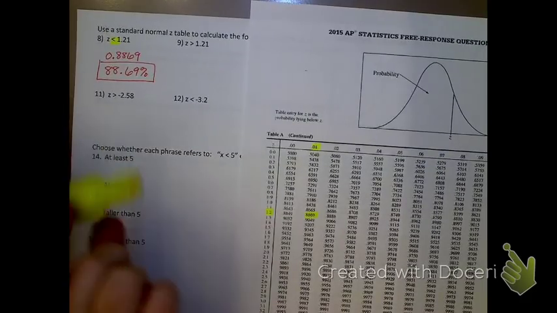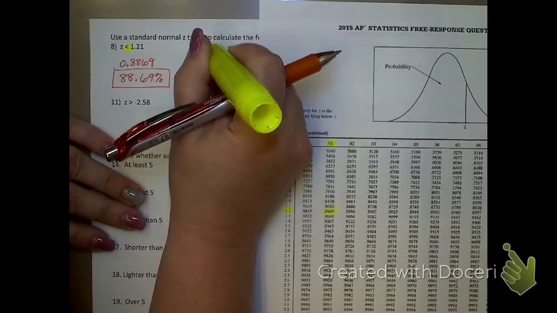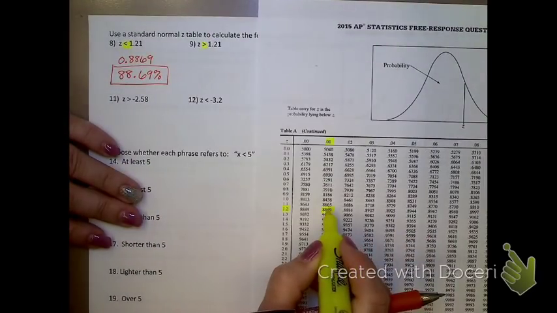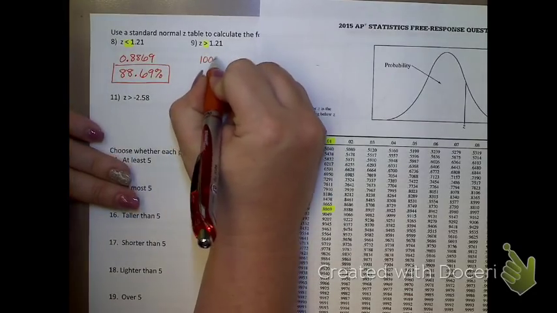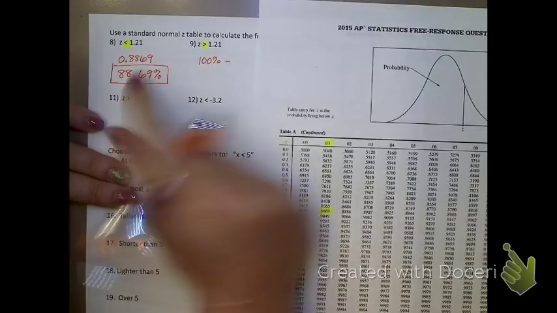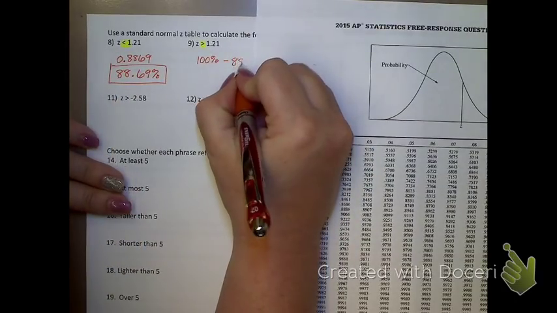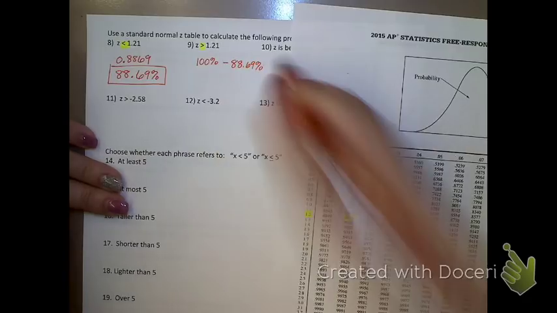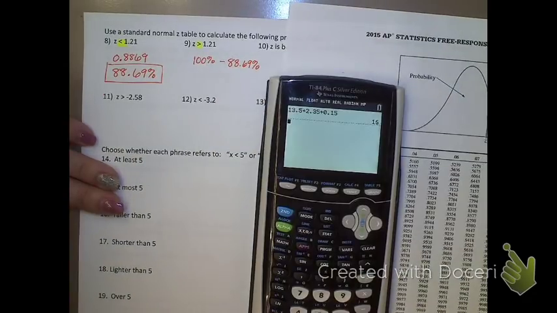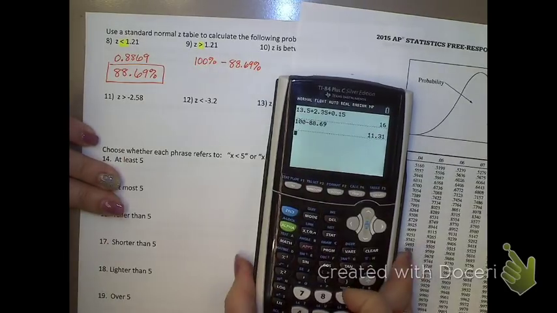Z is greater than 1.21. Well, 1.21 is what I just looked up. But if I want greater than, I have to do 100% minus what I just got, minus the 88.69%. And if I subtract those, 100 minus 88.69 gives me 11.31%.